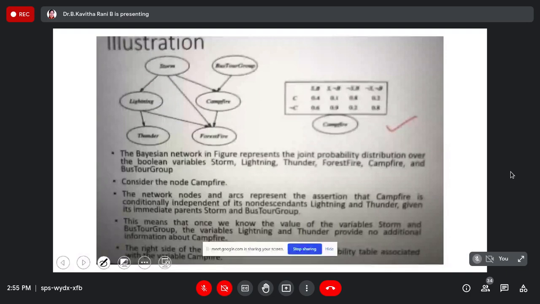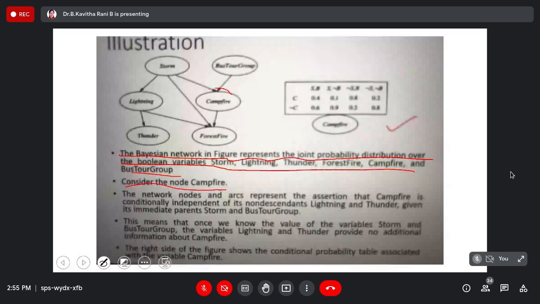So here the Bayesian belief network in the figure represents the joint probability distribution over the Boolean variables. Consider the node campfire. The network nodes and arcs represent the assertion that campfire is conditionally independent of its non-descendants. So in the morning I have told you the probability of occurring storm and the probability of occurring Bus tour group will increase the probability of occurring campfire. Okay, so this means that once we know the value of the variables storm and Bus tour group, the variables lightning and thunder provide no additional information about campfire.